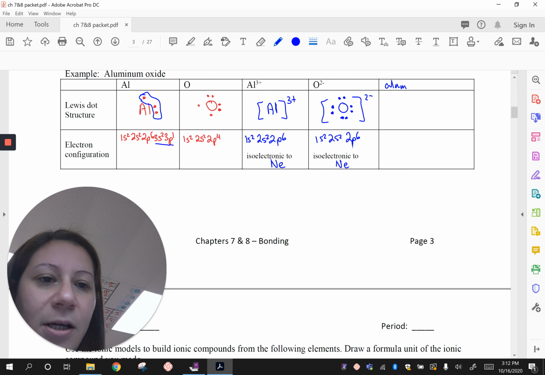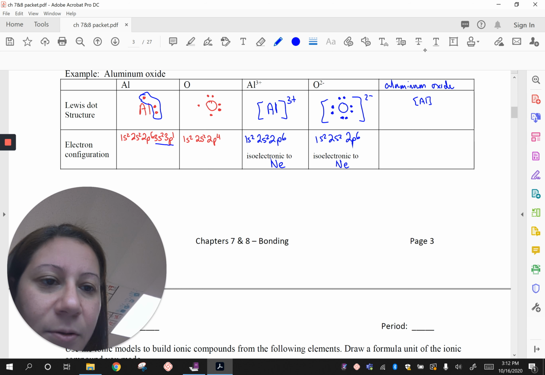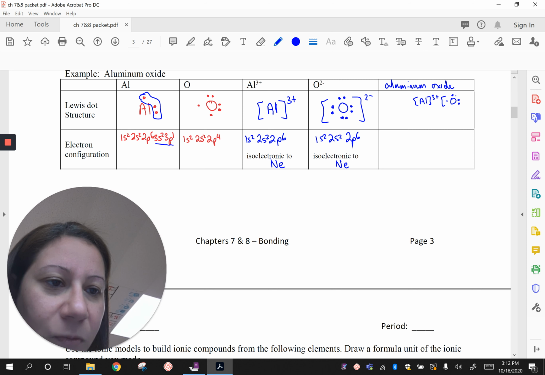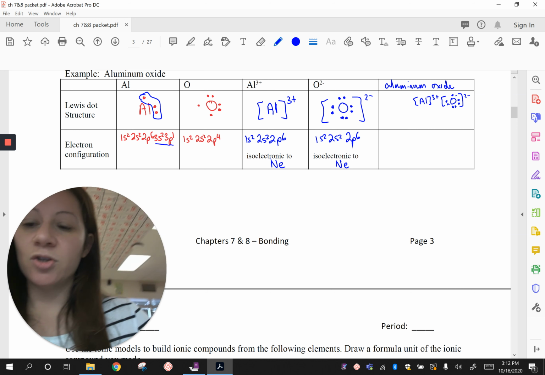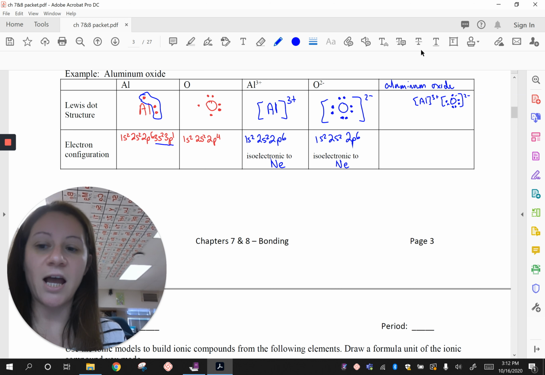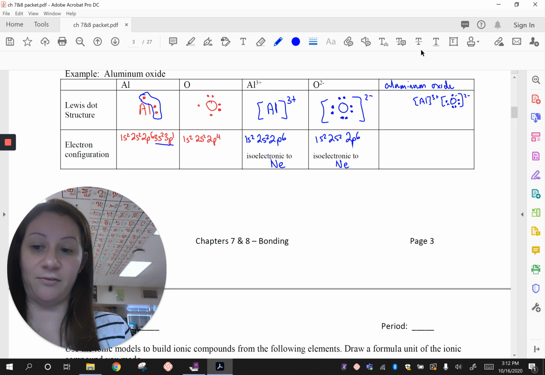So what do we do? Well, we take one of the aluminums and one of the oxides, one of each to start with. And we check, is this neutral? No, it's not. It adds up to +1. That's not neutral, that can't exist. So since it's positive, we need to add 1 more of whatever is negative, right? So let's add another oxide.